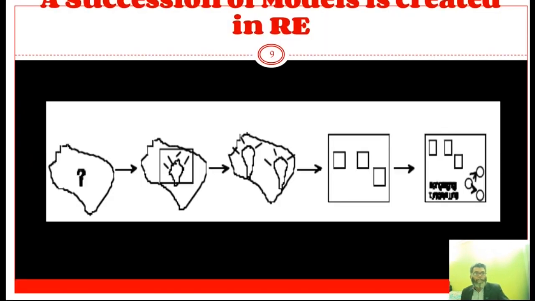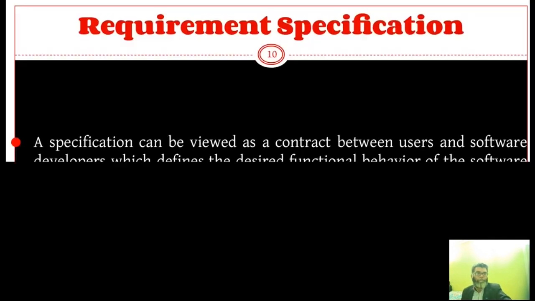So this is the succession of models created in requirement engineering. That is, starting with something which we don't have any idea about, that is molded, again molded, and then finally comes to proper information which gives you sufficient knowledge about what we want to design or what should be included in the given software system.